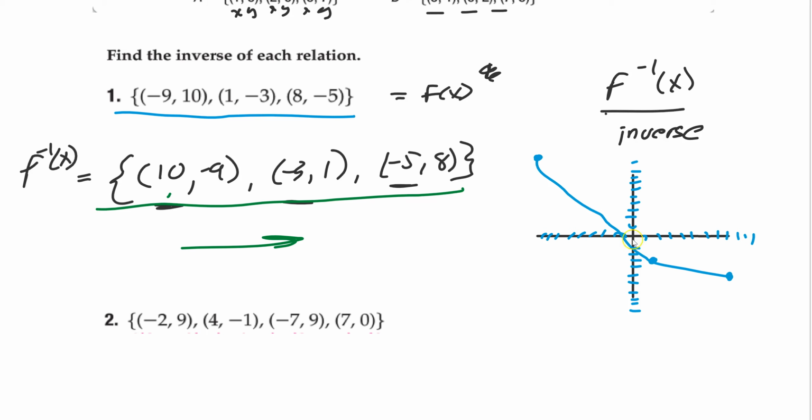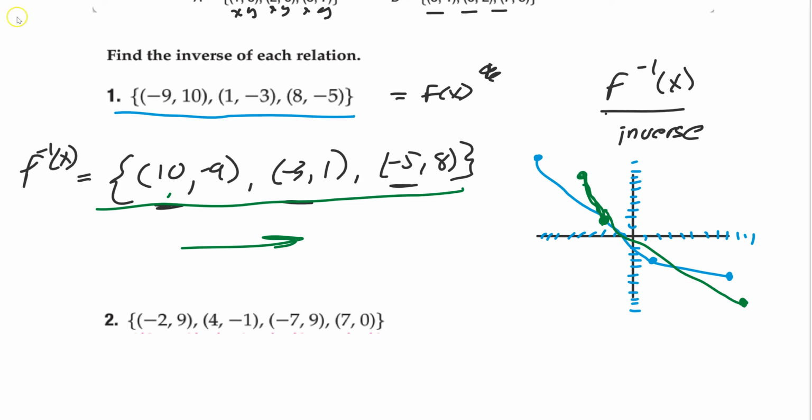So 10, negative 9, 10-ish, negative 9-ish. Negative 3, 1, so negative 3 and then 1. Then negative 5 and 8. If I connect this one, again, same order as the first one I drew. Oh, that's not great. And that one right there.